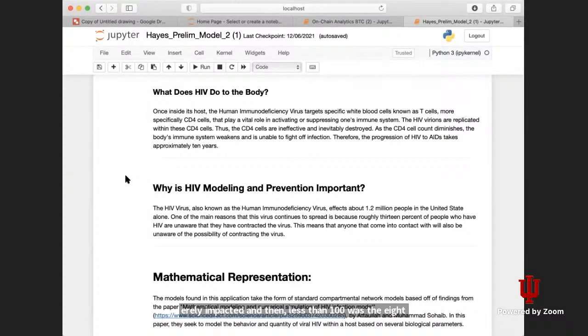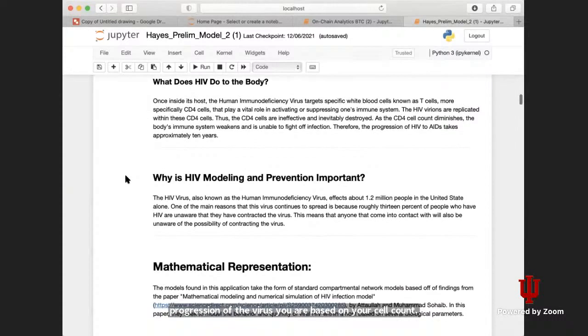So there's a way to tell how far into the progression of the virus you are based on your cell count. And it's important to model HIV so we can get an understanding of the dynamics, so that we can understand how to produce a better treatment. Although the treatments today can help people stay undetected and not spread the virus, it is not available to everyone across the world. And there's still no way to prevent someone from getting the virus, as in needle sticks in healthcare, dirty needles, tattoo shops, all stuff like that.